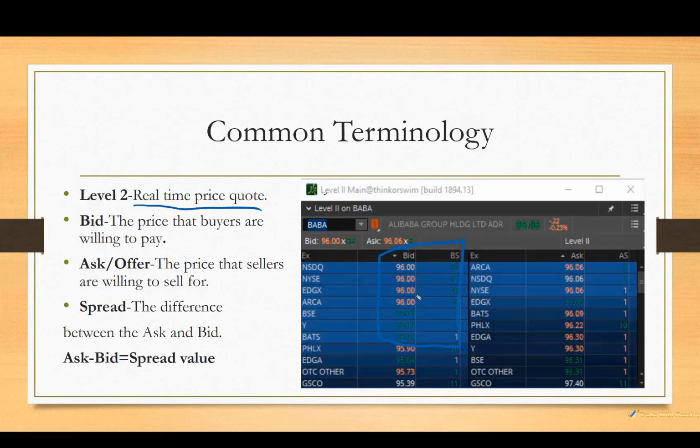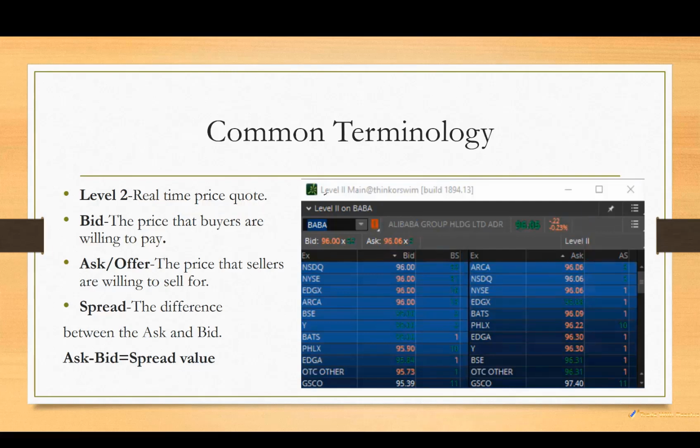On the right-hand side, we have the ask, which represents the sellers. So you can see here we have a few sellers here at 96.06. So the buyers are on the left and the sellers are on the right. So the bid represents the buyers and the ask represents the sellers.